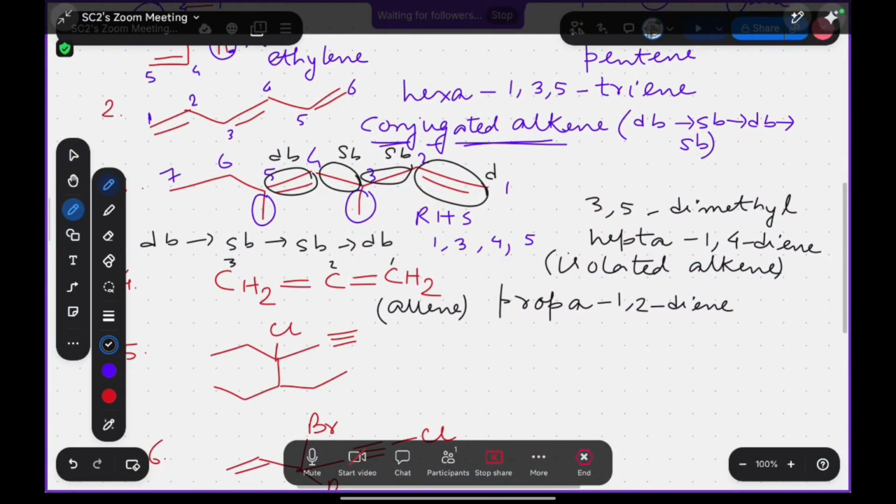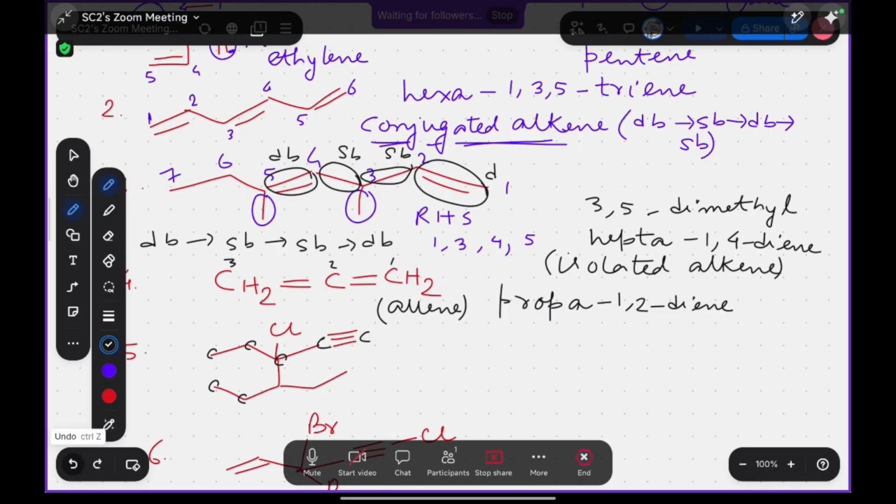What can you say about the 5th example? How do you name it? Let's see the numbering first. If I start from this side, this is 1 carbon, this is another carbon. This is the bond line representation. I hope you can understand this. This is how it looks. So let's find the parent chain first. The parent chain is somewhat like this.